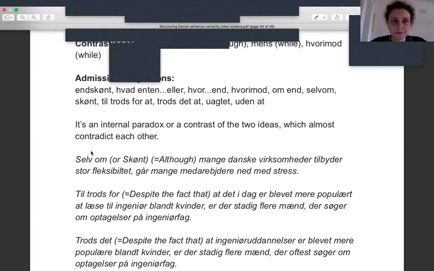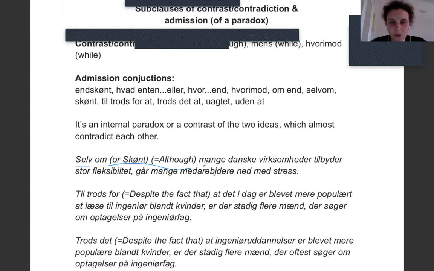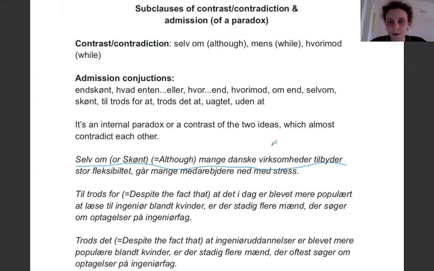This is the subclause, right? The subordinate clause. Selvom mange danske virksomheder. Subject, verb. If I want to insert an optional field, I'll put it here. For example, ofte tilbyder stor fleksibilitet. So the subclause ends here after fleksibilitet. And then I make inversion in the upcoming main clause because the selvom part is an inversion trigger. Selvom, and then mange medarbejdere. This is the subject group. If you want to say mange medarbejdere går ned med stress, main clause first, you don't make inversion there, right? And the subclause remains the same. It is frozen.